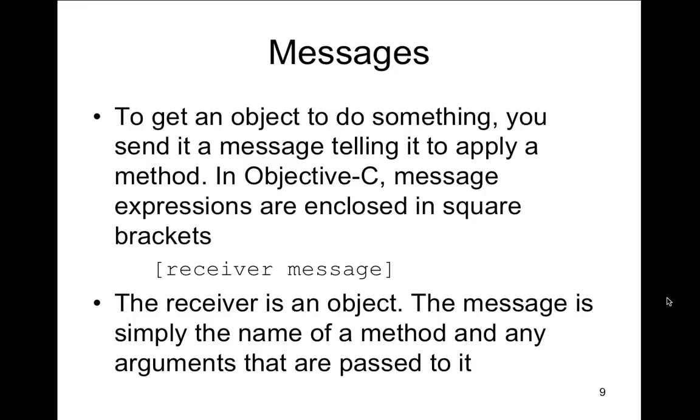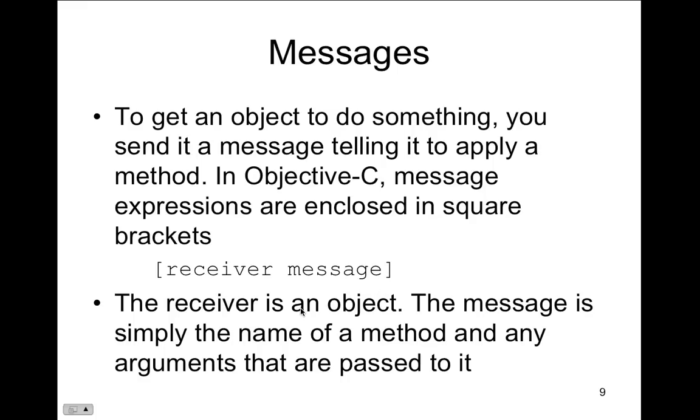So to get an object to do something, you have to send it a message by telling it to apply a method. So it's running your method, member functions, methods, whatever you are familiar with calling them. In Objective-C, message expressions are enclosed in square brackets. This is the weird part. It's like receiver, message.